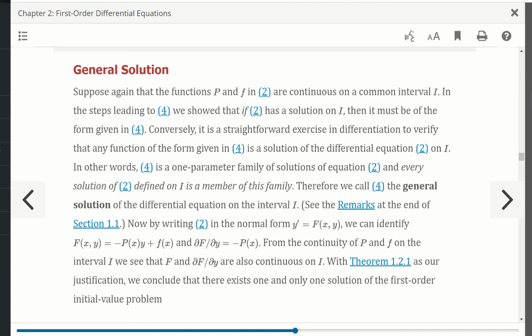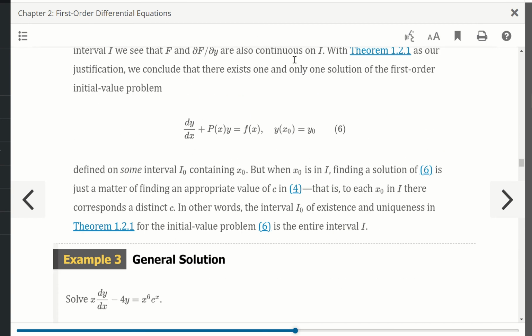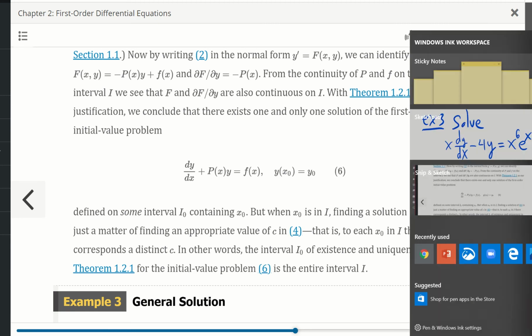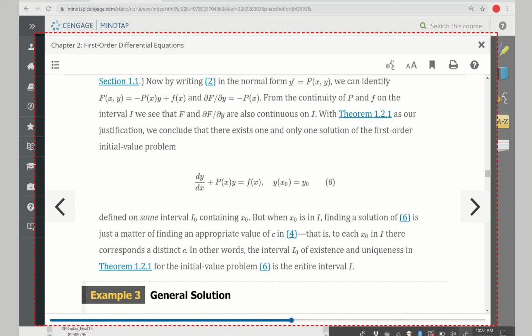Before we look at the next example, we want to summarize something that we saw earlier, back in chapter one on the existence and uniqueness theorems. One of the things that we would typically want to ask is, going back to the original general form of a first order linear ODE.